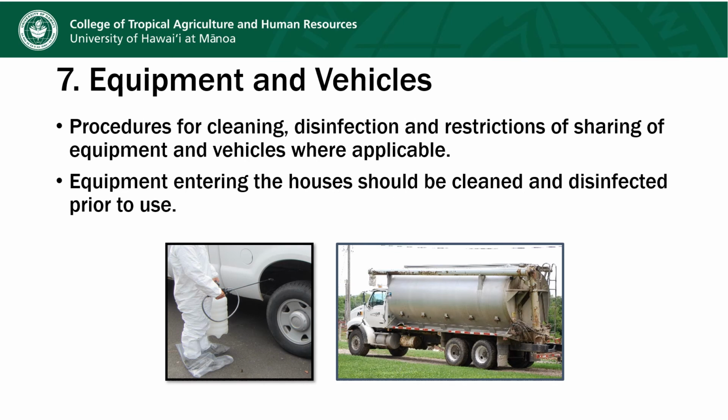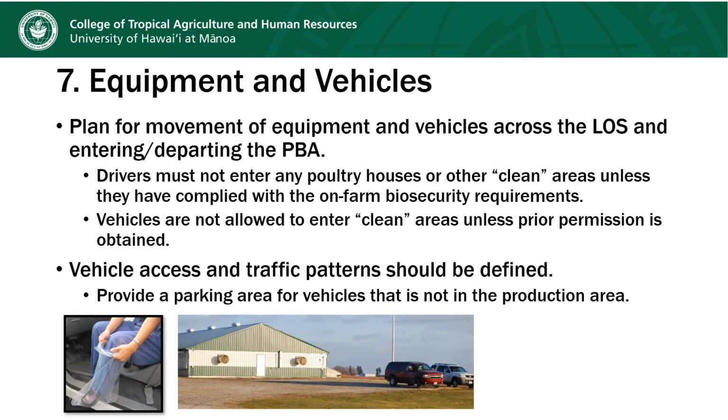Equipment and vehicles must be cleaned and disinfected before entering the perimeter buffered area and houses. Have protocols in place to reduce the risks associated with sharing equipment or vehicles. Any vehicle should be considered dirty until they have complied with the on-farm biosecurity requirements. They must obtain permission before entering, and for these reasons, vehicle access and traffic patterns should be well defined.